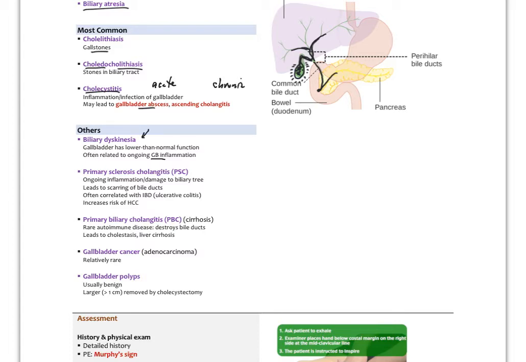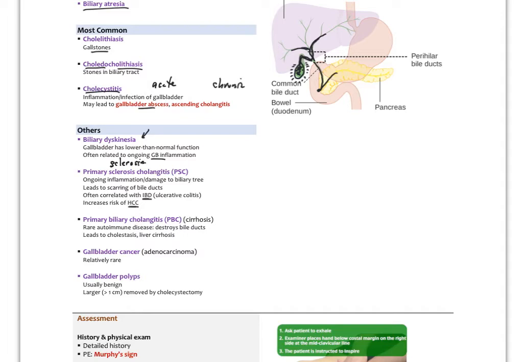Primary sclerosing cholangitis, PSC, is ongoing inflammation damage to the biliary tree, and that leads to scarring of the bile ducts. And that's often associated with ulcerative colitis, which is, again, a type of inflammatory bowel disease. And this increases the risk of hepatocellular carcinoma. And then there's primary biliary cholangitis. So we have primary sclerosing cholangitis and primary biliary cholangitis. And that is a rare autoimmune disease that destroys the bile ducts. And that leads to cholestasis and liver cirrhosis. Again, sorry about the typo here. This is primary sclerosing.